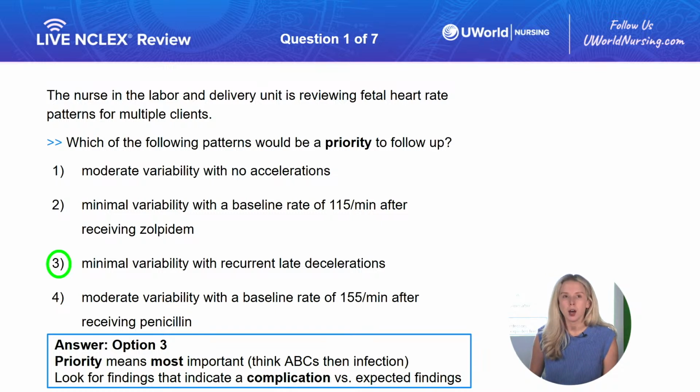And lastly, that moderate variability with a baseline rate of 155, that's still within our normal 110 to 160 range. And penicillin is something we typically give as GBS prophylaxis, or group B strep. Now, a lot of us are carriers for this. It doesn't pose much of a threat to a fully developed immune system of an adult, but it can pose a threat to the immature immune system of a fetus, which is why we're going to give prophylactic antibiotics, and penicillin is common to give for GBS in mothers without penicillin allergy.